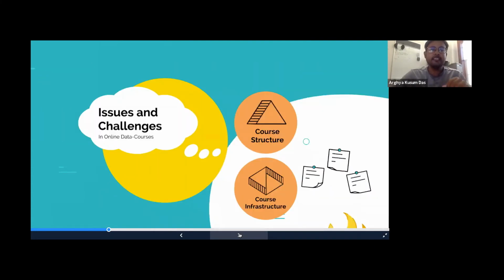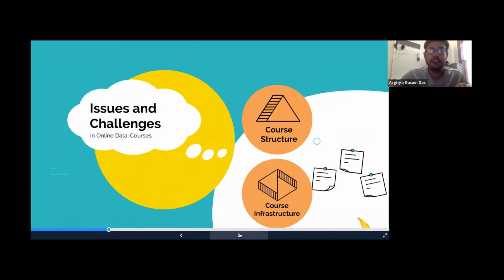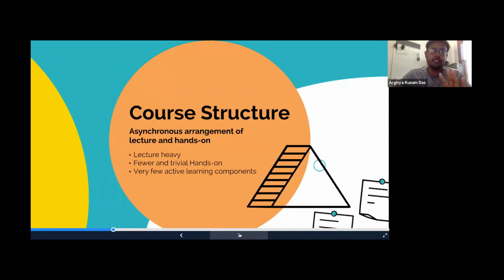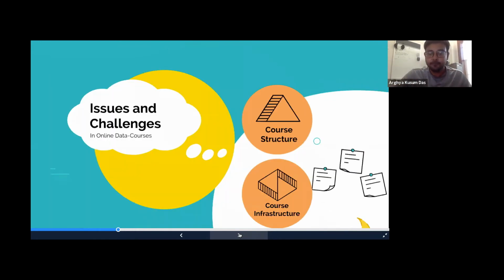First, let us discuss the issues and challenges in online data related courses. First, there are course structure related issues. Courses are very lecture heavy, with few or trivial hands-on exercises. It is also very hard to decide where to focus and how to teach a fundamental data science course: whether you should learn TensorFlow or PyTorch, and how to manage all these things and take care of the learning needs of the students.